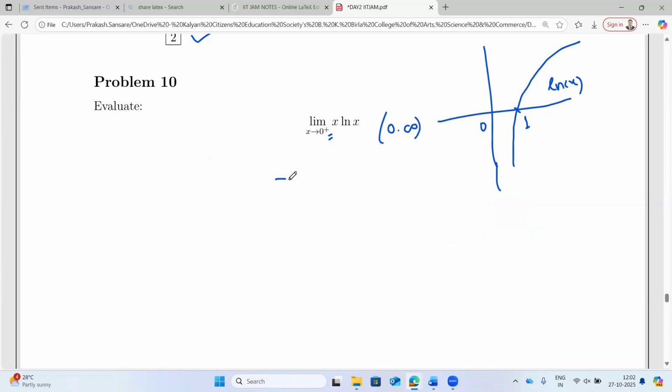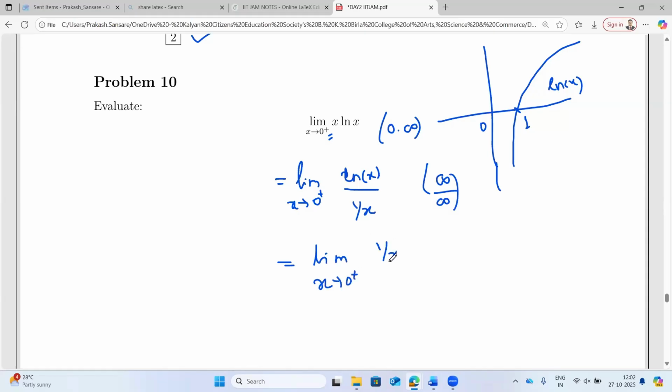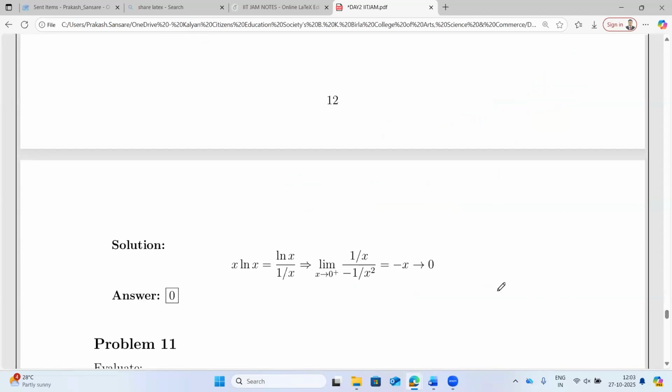So it is 0 into infinity form. You can write this as the limit as x approaches 0, now I am assuming 0 positive, of ln x and x can be written as 1 by x. So this is infinity upon 1 by 0, which is infinity. So it is infinity upon infinity form. Use L'Hospital's rule. The ln x derivative is 1 by x, 1 by x derivative is minus 1 by x square. This gives you the limit as x approaches 0 positive of minus x, and this limit is straight away 0. So using L'Hospital's rule, we can say that the limit is 0.